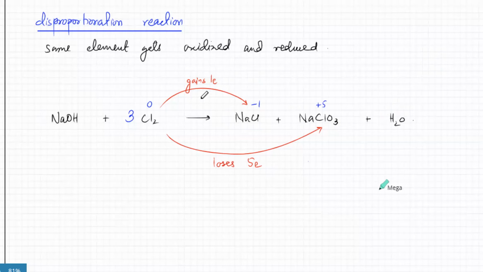Afrin, is this clear that Cl is the starting point? Forget the 3 over here. Some of the Cl are turning into Cl minus 1, some of the Cl are turning into Cl plus 5. Is that clear that some of them are gaining 1 electron to turn into Cl minus 1, and some are losing 5 electrons to turn into Cl plus 5? The number of electrons gained and lost must be equal.